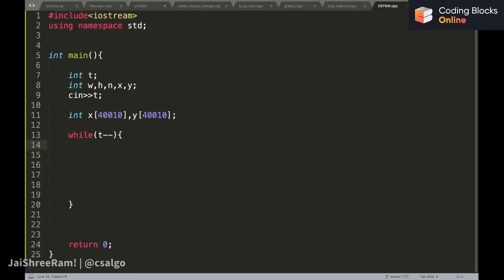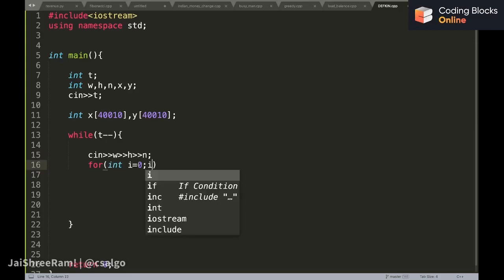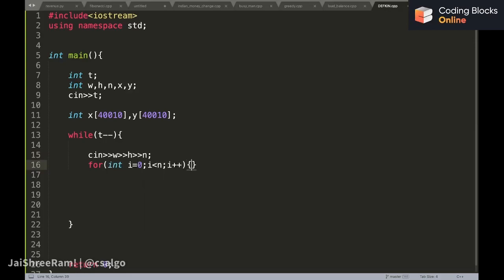Hi everyone, so in this video we will discuss the implementation of the problem. So I'm reading test cases. So first step is to take input the grid size and the number of towers, and after that what I will do is I will scan the coordinates of n towers. Okay, so from int i equals 0, i less than n, i plus plus, I will store the coordinates of the ith tower in the array x and y.